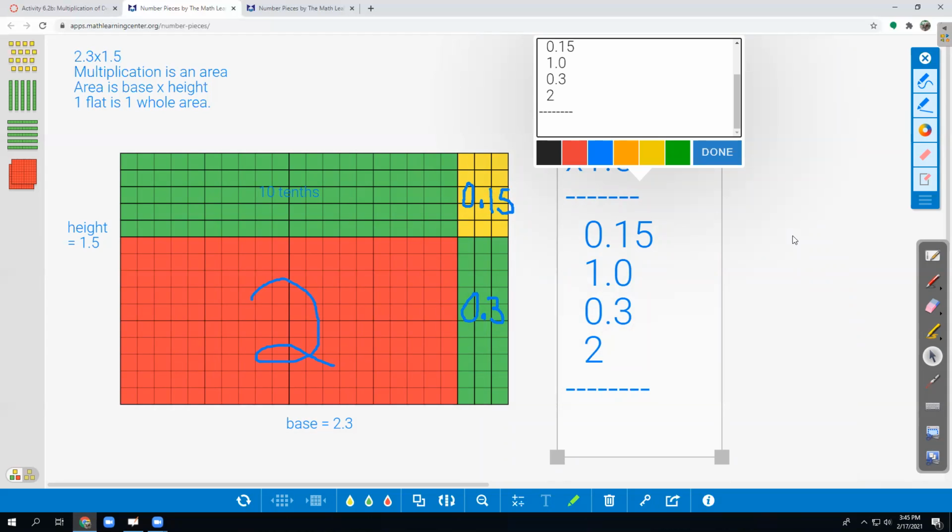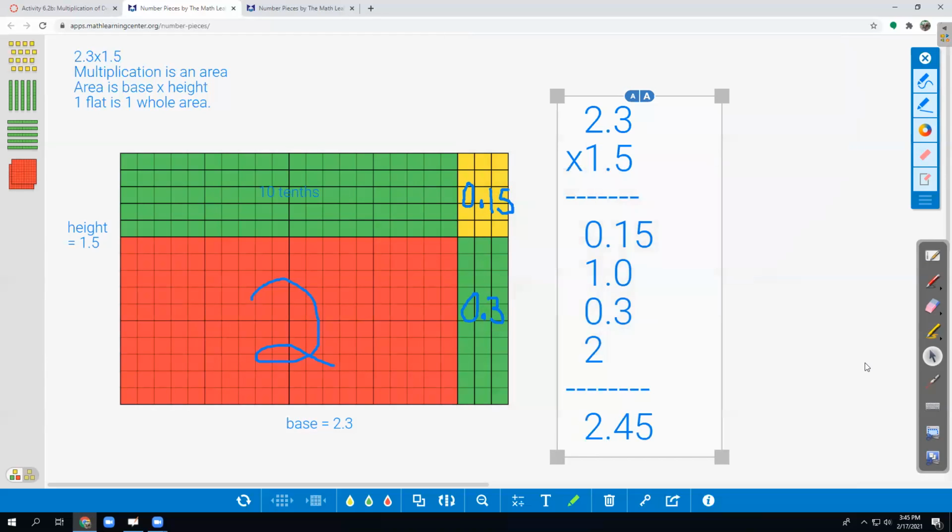So let's see, 5/100 plus nothing is 5/100. 1/10 plus 3/10 is 4/10. And then 1 whole plus 2 wholes is 2. And slide it over to line up the decimal. I think my decimals line up. Let's see how this looks. Okay, so this right here is my version of the expanded algorithm.